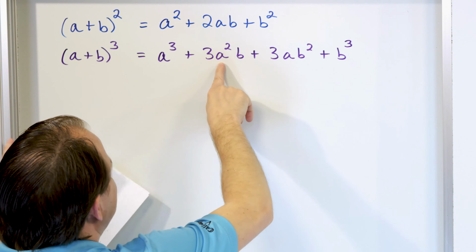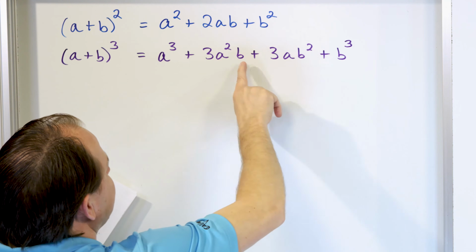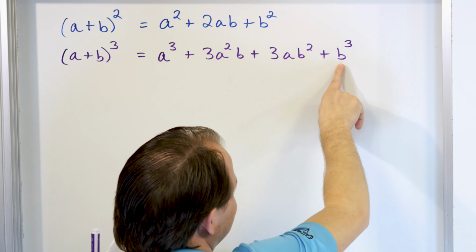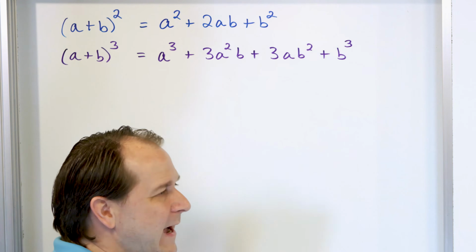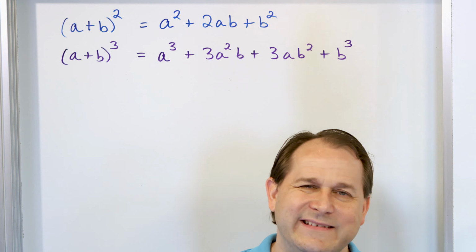Here I go down a power to a squared and up a power in b, down a power to a to the first, up a power to b squared, down a power to a to the 0, which makes it disappear. b goes up a power to b cubed like this. So that's the general pattern.